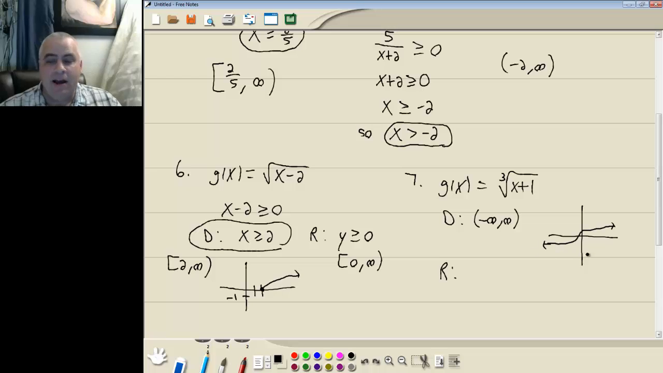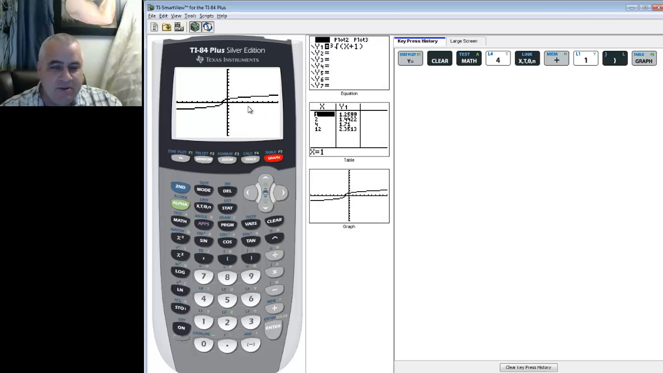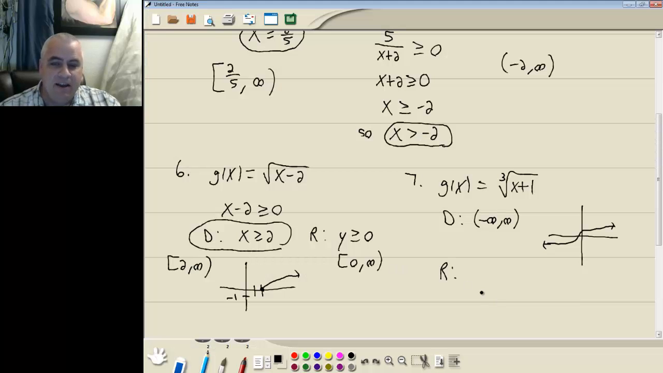Now our range, our y values where our graph exists. Well, if I look at this, it might be easier to see. See how as it's going to the right, it's slowly inching up. So it'll keep slowly inching up forever until it goes to positive infinity. As this goes to the left, you see it's slowly inching down. It'll keep slowly inching down forever, so it's going to negative infinity. So our range here will be negative infinity to positive infinity. Same as the domain.